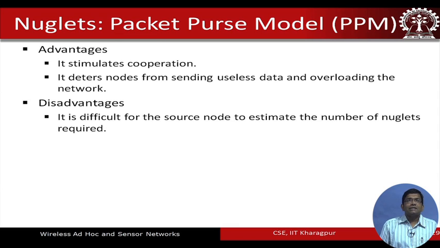So, advantages: it stimulates cooperation, it deters nodes from sending useless data and overloading the network. These are quite obvious. And disadvantage, I have already told you that it is difficult for the source node to estimate the number of nuggets that are required, because in that case the source node would have to know the number of hops the packet is going to take in order to get finally delivered at the intended destination node, and this particular information is typically not known to any source node a priori in an ad hoc network.